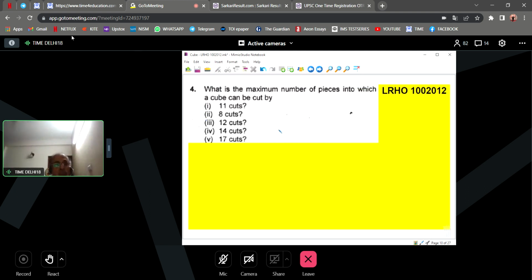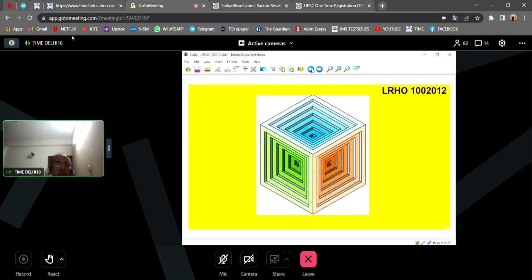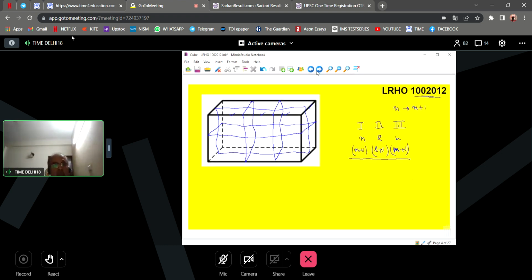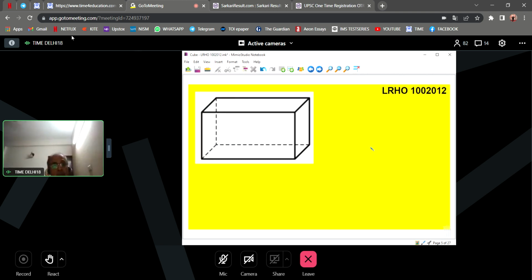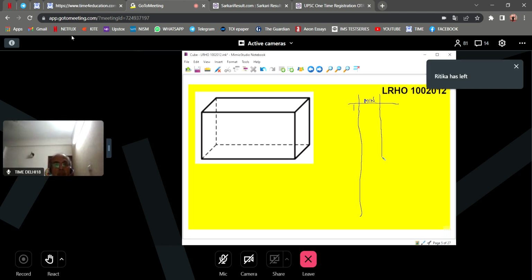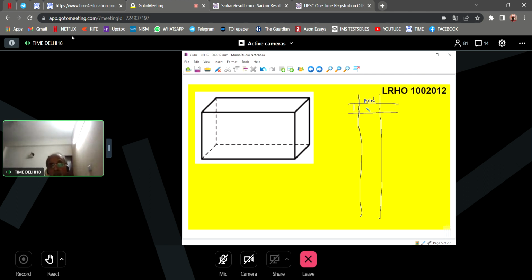The next one says, what is the maximum number of pieces into which a cube can be cut? How do I find that? See, when I apply one cut, what is the minimum number of pieces I'll get? Anyone? I'll get 2 pieces. What is the maximum number of pieces I'll get? That also is 2. Fine.